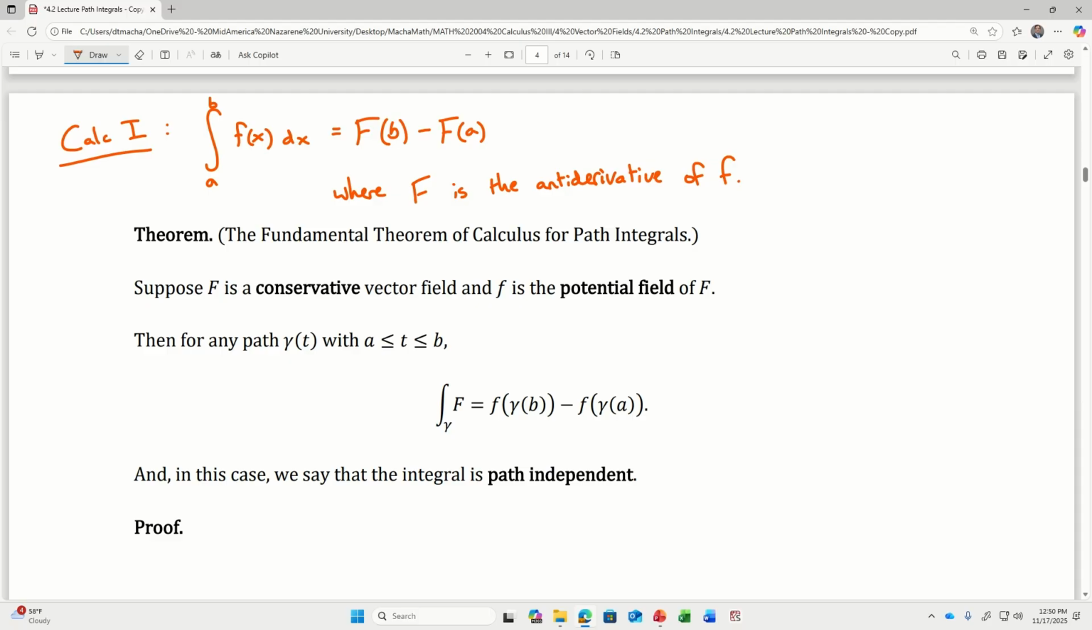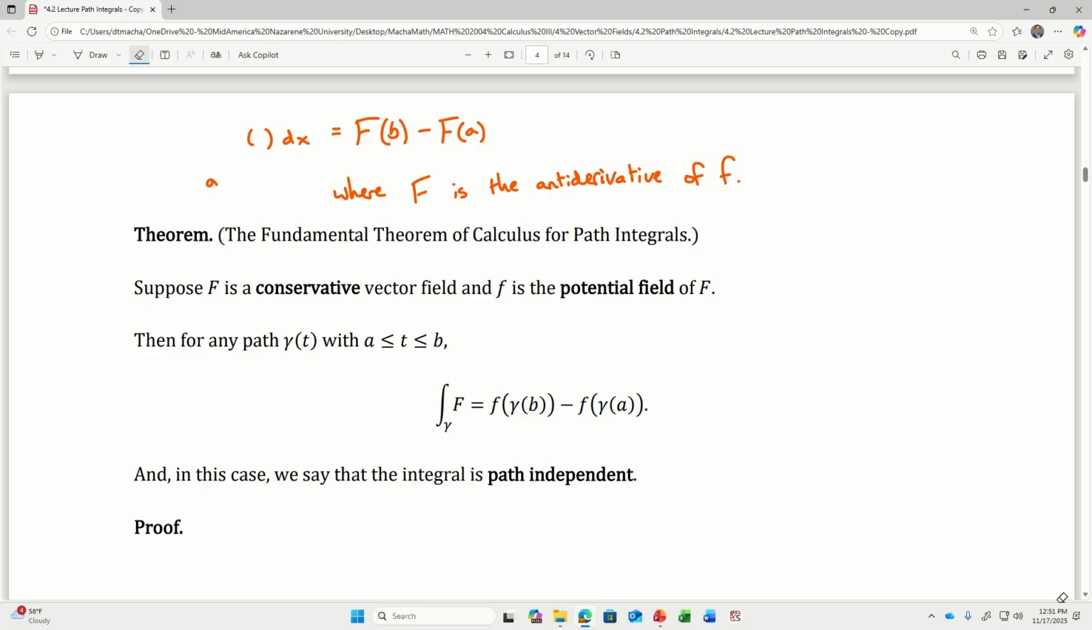Because in Calculus 1, you're supposed to define the integral of a single valued function as the Riemann sum, the limit of the Riemann sum as n goes to infinity. And hopefully you saw your professor prove the fundamental theorem of calculus that connects the antiderivative to the Riemann sum limit. But anyways, that's what's normally called the fundamental theorem of calculus. This is not just the Calculus 1 version, but now the fundamental theorem of calculus for path integrals.